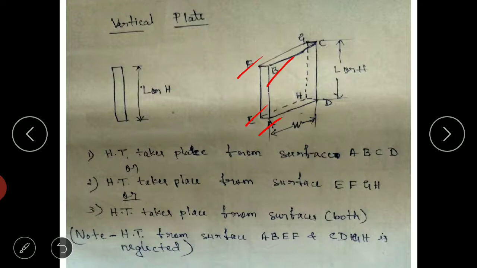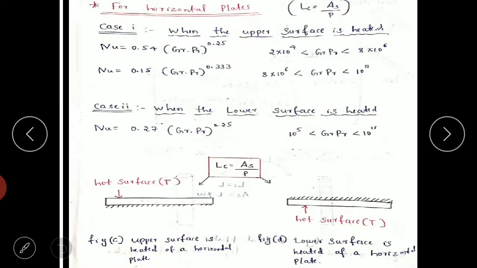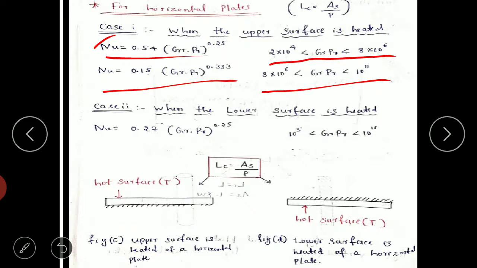Then for the case of horizontal plate, we calculate characteristic length using As by P, and here there are two cases. Case 1, when the upper surface is heated. Case 2, when the lower surface is heated. For case 1, we have two ranges of Gr Pr and the respective formulas, and for case 2, we have only one range and the respective formula. Then Lc is equal to As by P.